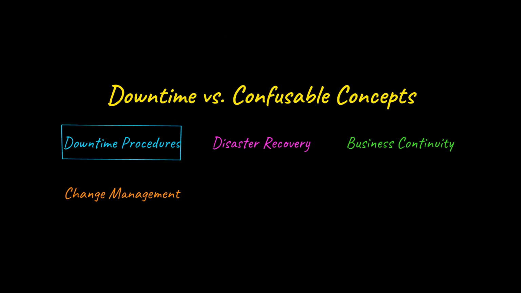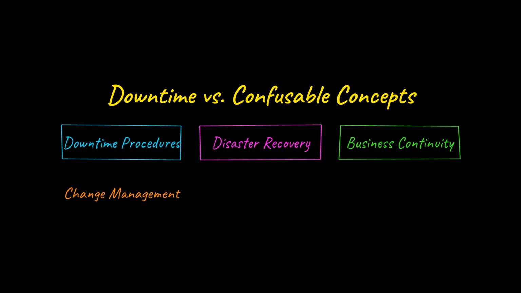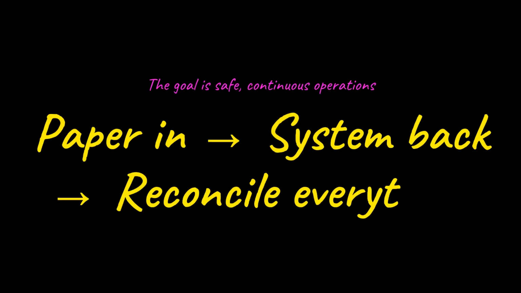Downtime procedures are often confused with related concepts. Disaster recovery restores systems and data after a major event. Business continuity is the broader strategic plan. Change management governs planned upgrades. Only downtime procedures address day-to-day front desk operations during an unplanned outage. The underlying purpose of downtime procedures is never to reschedule patients or cancel appointments. It's to keep care moving safely and ensure every paper entry is reconciled back into the live system once it returns.